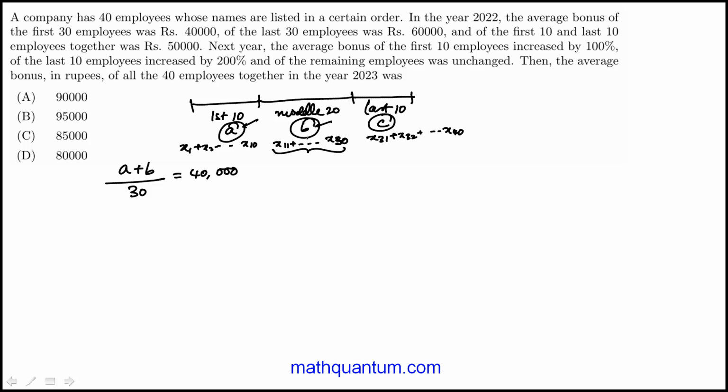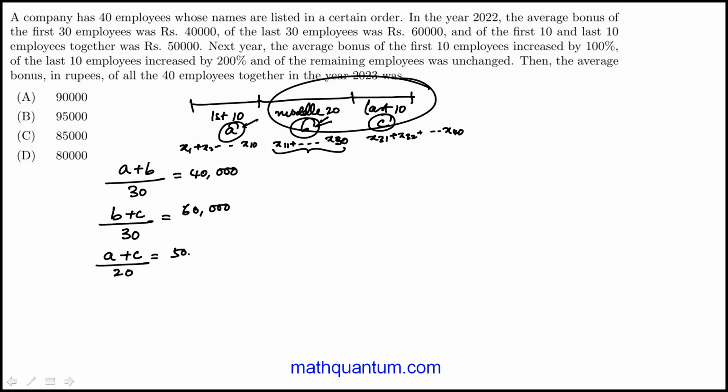Then for the last 30 employees, that equation would be B plus C over 30. That's the total number of employees. Again, B is the sum of the salaries of the middle 20, C of the last 10. And that is 60,000. And the first 10 and the last 10 together was 50,000. So that's going to be A plus C, and this would be a total of 20 employees. That's 50,000. And I'm just going to use K for that.